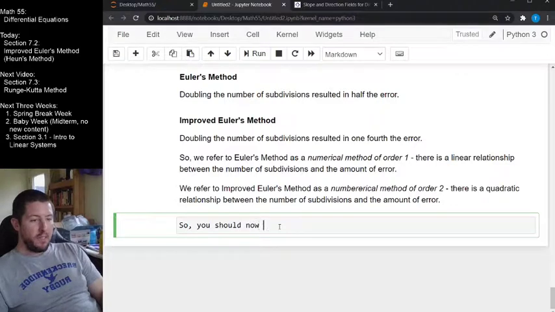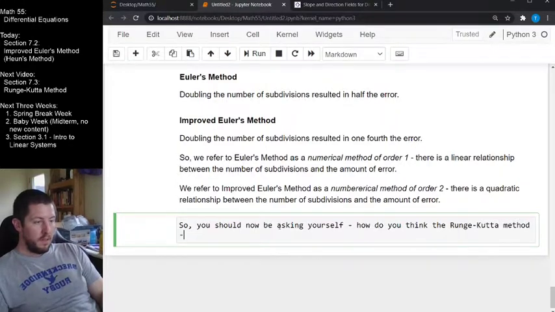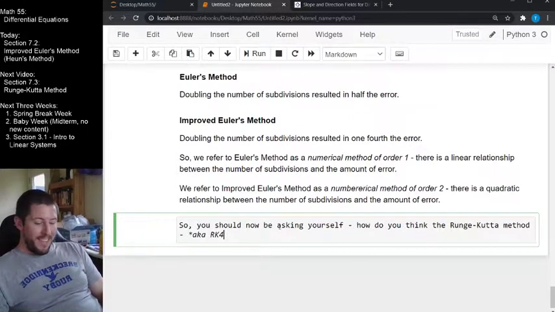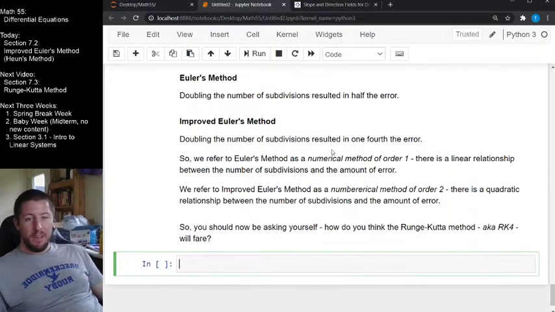you should now be asking yourself, how do you think the Runge-Kutta method will fare? And here is the important thing that I'm asking you to guess before we go on to the next section: why do you think they call this Runge-Kutta method RK4? Maybe it has a lot to do with the stuff that's on this page right here, right?